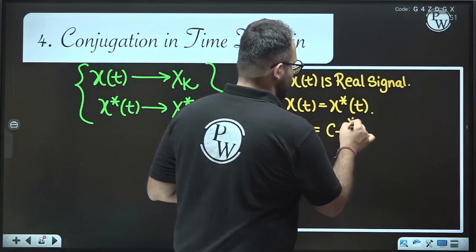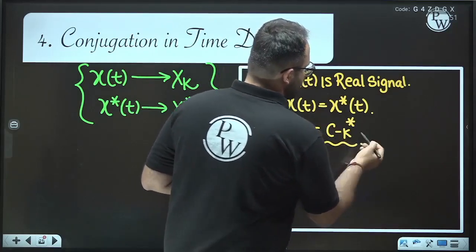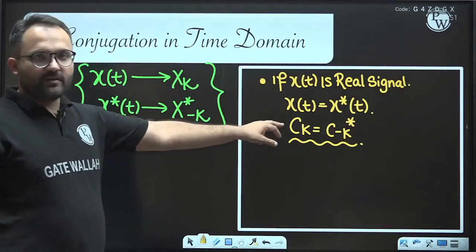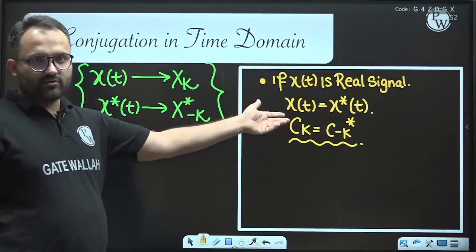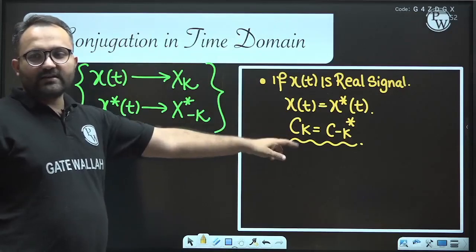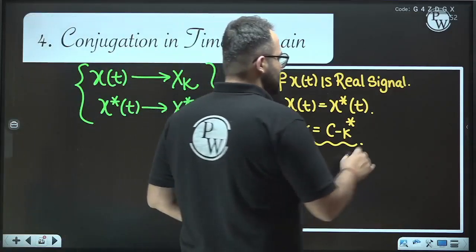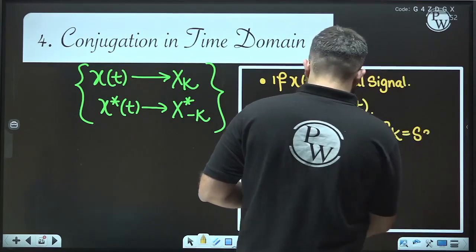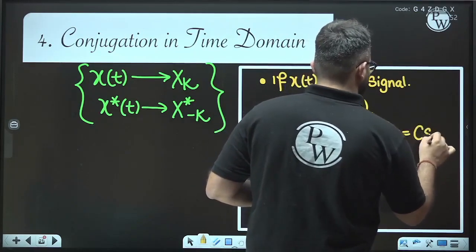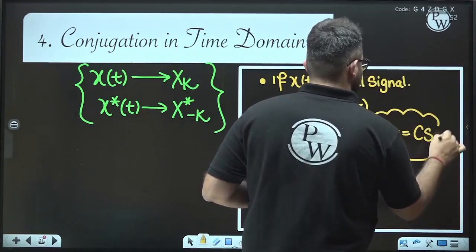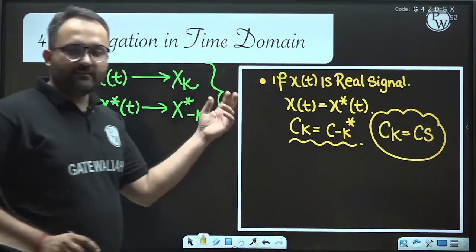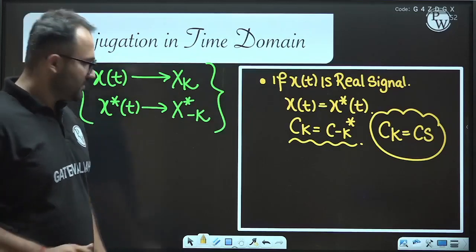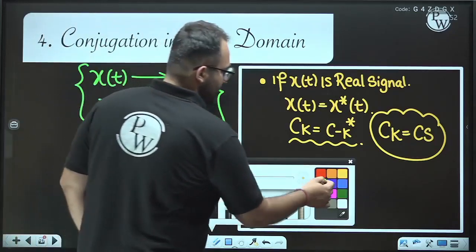And in chapter 1, we have seen one type of signal which follows this property, that is ck is equal to c minus k conjugate. Just remember it. Ck is conjugate symmetric. So if a time domain periodic signal is real, then the Fourier series coefficients are conjugate symmetric. Next.